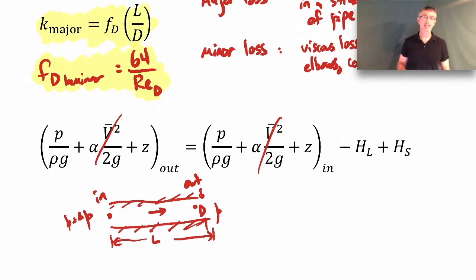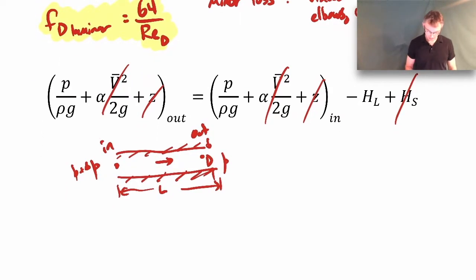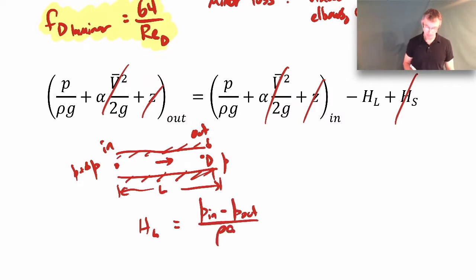I'm going to assume that it stays laminar or it stays turbulent. We'll just assume it's laminar flow in this case, so we don't have to worry about that. Same average velocity, same kinetic energy correction factor, same elevation, so those go away. There is no pump or turbine, so there is no HS term. So then our head loss term, if I rearrange this, will be equal to P in minus P out all over rho G.